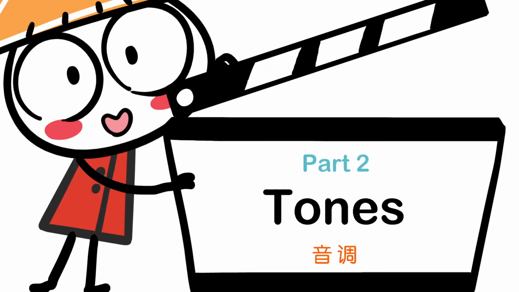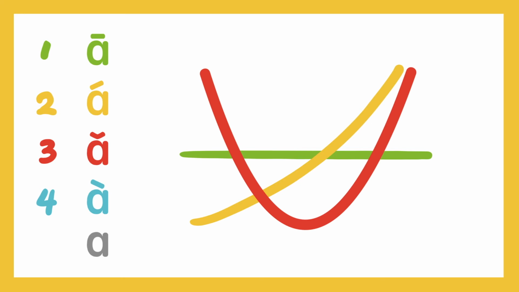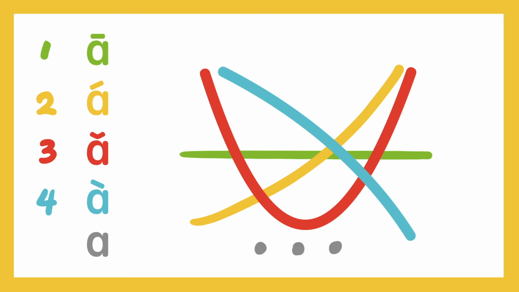Part 2. Tones. There are 4 main tones and 1 neutral tone in Mandarin Chinese. For example, first tone, 啊. Second tone, 啊. Third tone, 啊. Fourth tone, 啊. And neutral tone, 啊. Let's see some other examples of pinyin with different tones.